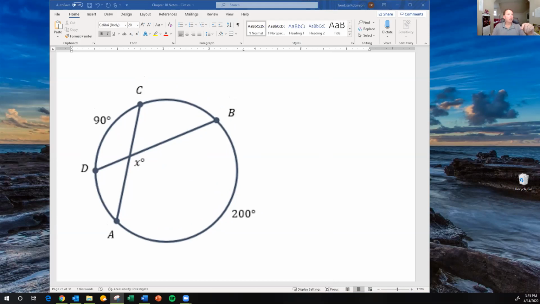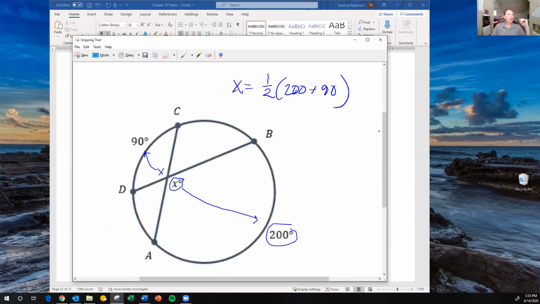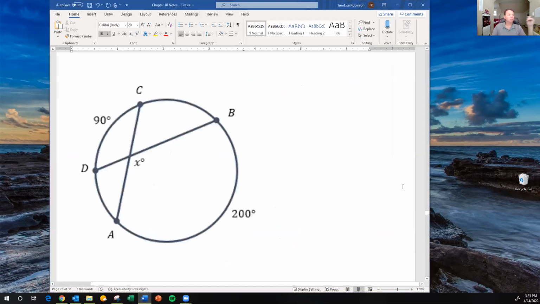So this is what I wrote on the screen. The measure of angle x is the average, that means add them up and divide by 2, of the two angles. So this is 290 here. Half of 290 is 145. And that's what x measures. Okay? So add them up, divide by 2, not the worst thing in the world.